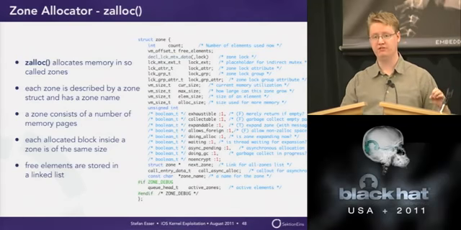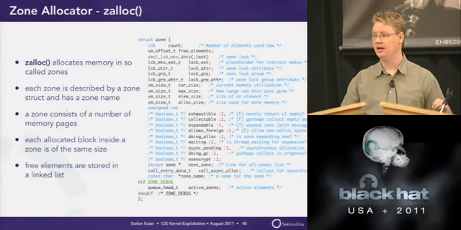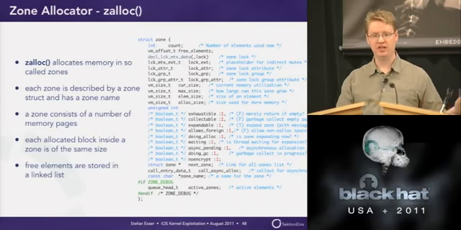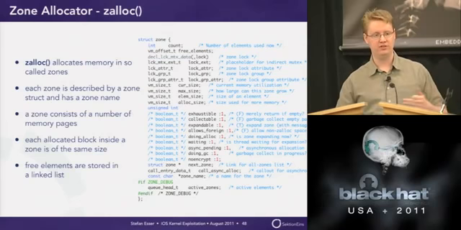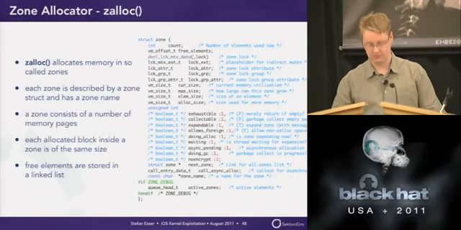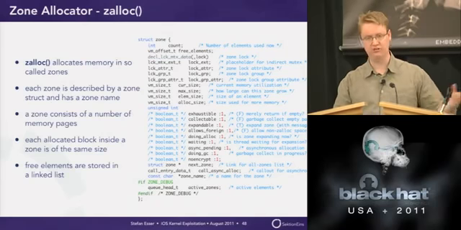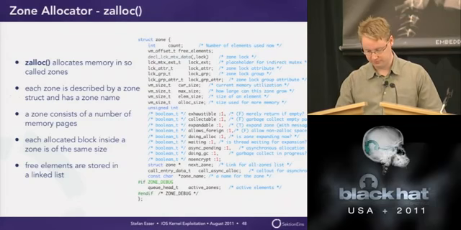If you don't have the debugging kernel, you have no way to know all the memory pages that belong to a zone, unless you are somehow able to free all the memory and then go through the free list. But if there's a page belonging to a zone that is full of allocated blocks, there's no way to know that, because there's no pointer back if you don't have a debugging kernel.